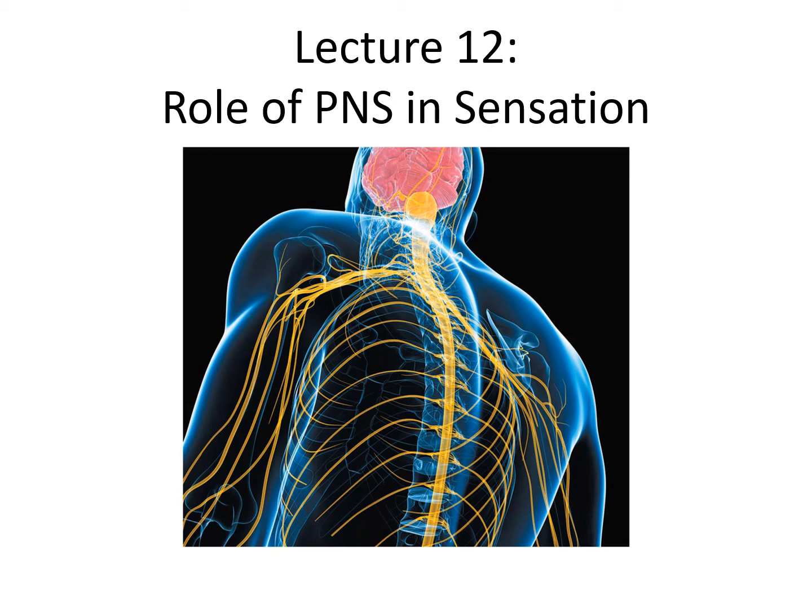Hi everyone, this is lecture 12 on the role of the peripheral nervous system in sensation. We spent most of the time determining what parts of the brain and what parts of the nervous system are involved in motor and sensory effects, but now we're going to get a little more detail with the role of the receptors.